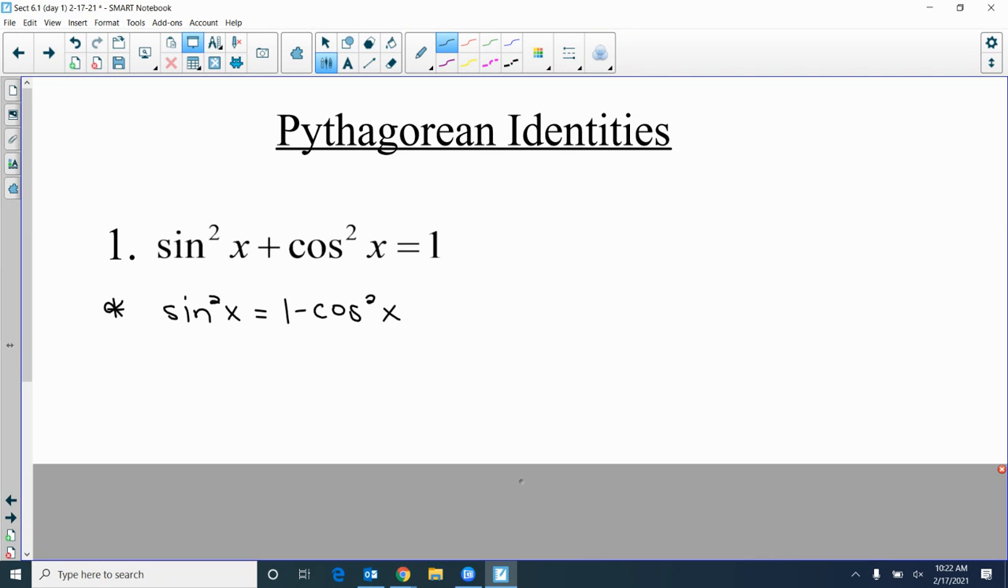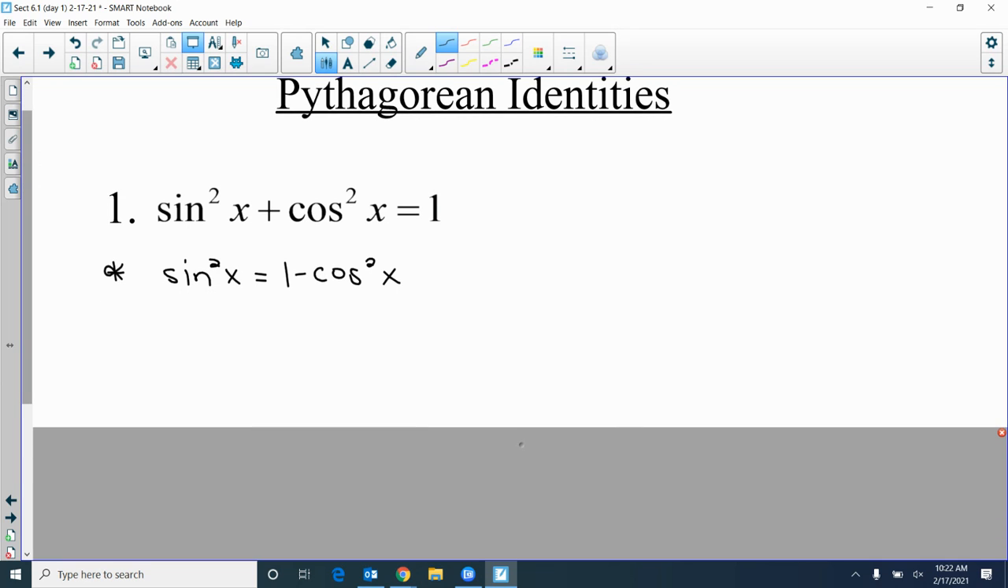You're going to need to know. And I guess when I say know, that means memorize. You're going to need to memorize these 3 facts right here. You need to know sine squared plus cosine squared equals 1. You need to know sine squared equals 1 minus cosine squared.